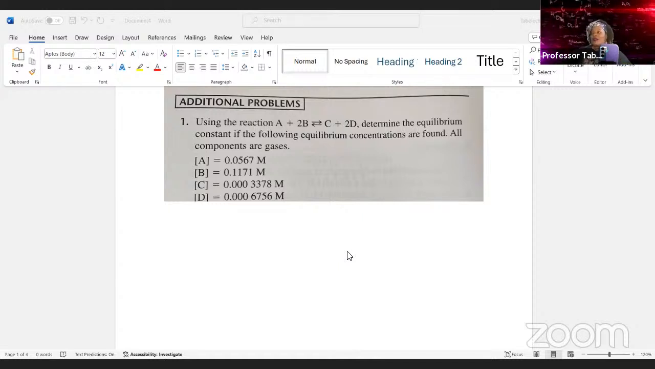Now, occasionally I will be drinking my tea, my cinnamon tea. So if I pause, that's what I'm doing. I got to catch my breath.